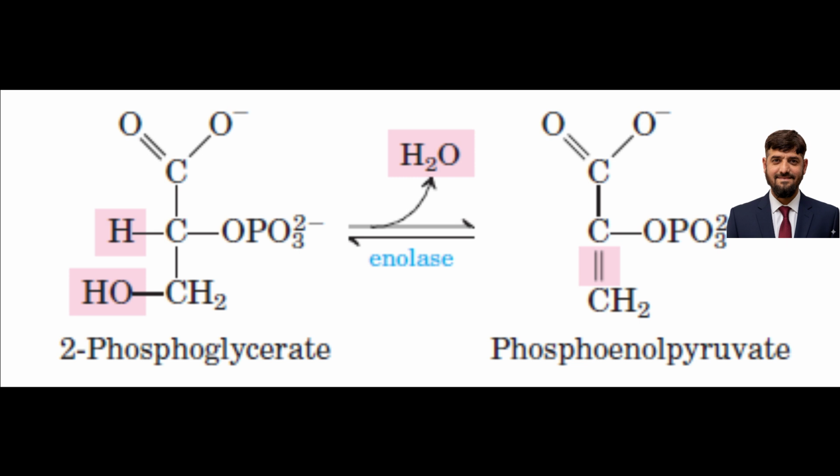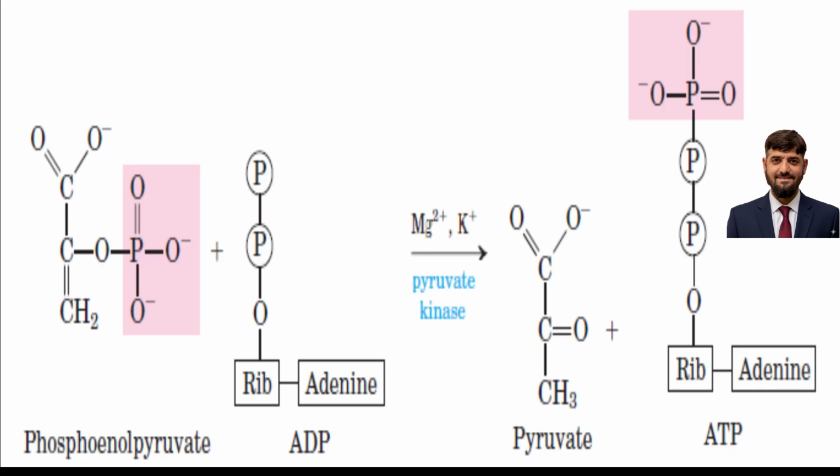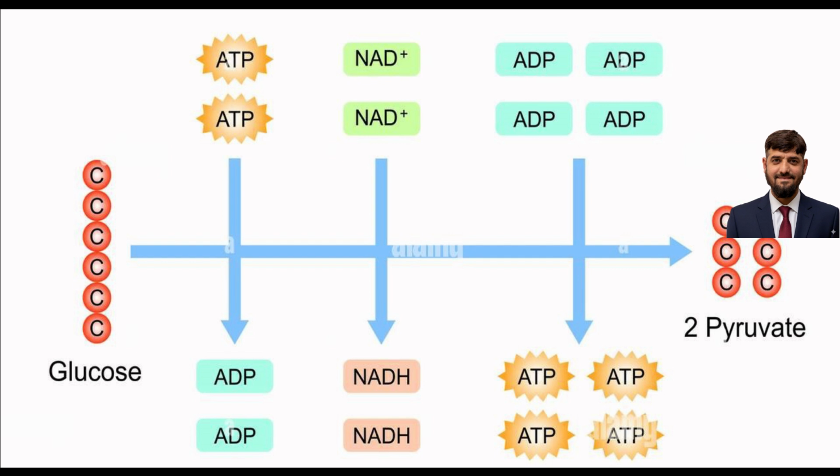In the final step, the phosphoenolpyruvate is acted upon by an enzyme known as pyruvate kinase, which converts phosphoenolpyruvate into pyruvate, and the released phosphate group is added to the ADP, which is converted into ATP. Thus, one glucose molecule is converted into two pyruvate molecules.